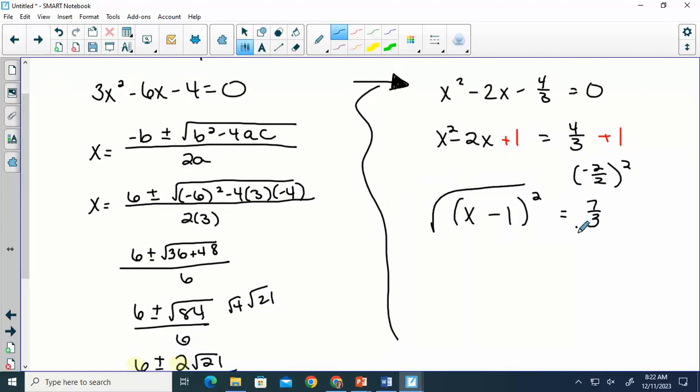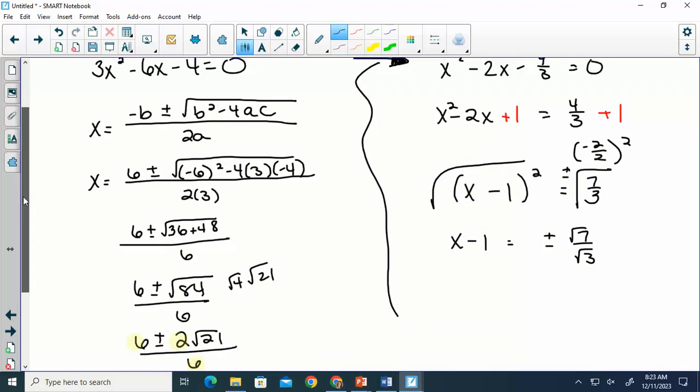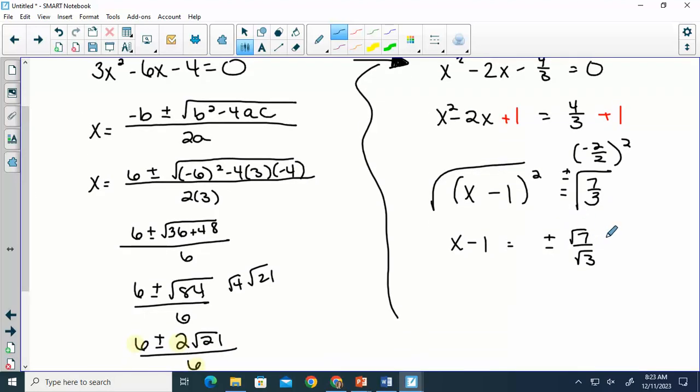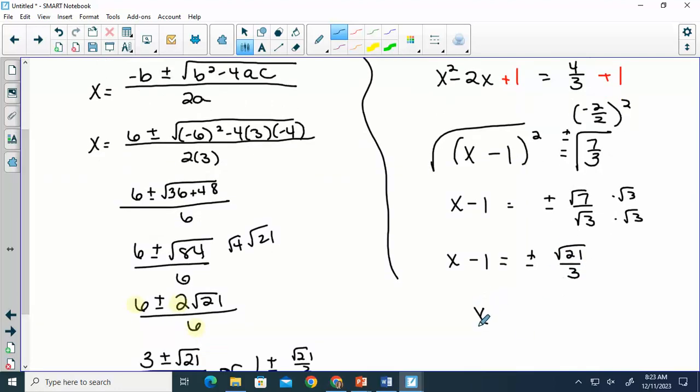Square root, plus and minus. So we have x minus 1 equals plus and minus, this is like the square root of 7 over the square root of 3. Is that okay? No, we have to get the radical off the bottom. And then your final step, you add your 1. So we get 1 plus and minus radical 21 over 3.